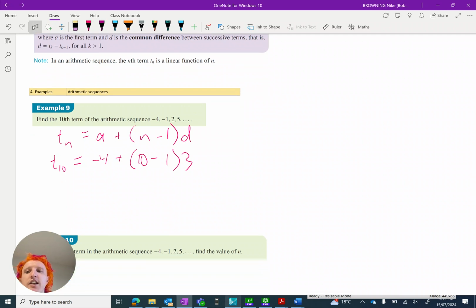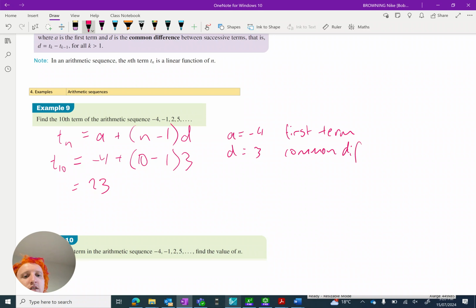You can chuck it in your calculator if you're in the non-calculator section. Less luck. I'm going to have to do 10 minus 1 is 9 times 3, 27. 27 minus 4 is 23. And just adding on the side, a equals -4, first term. D equals 3, common difference. N equals 10.